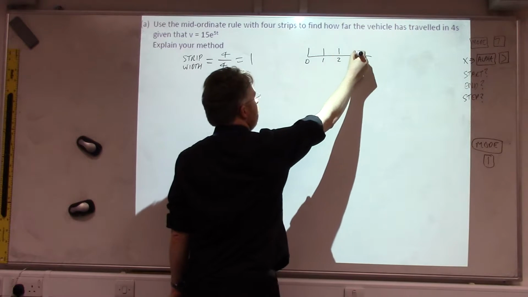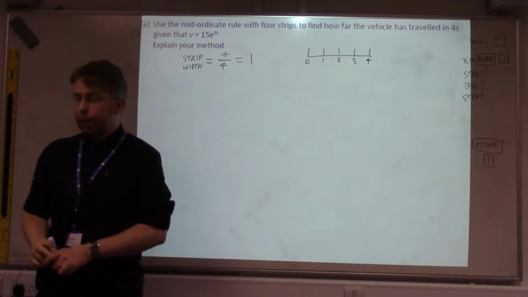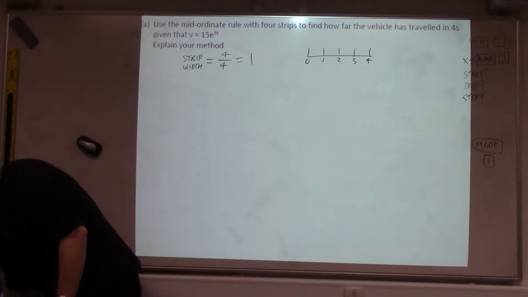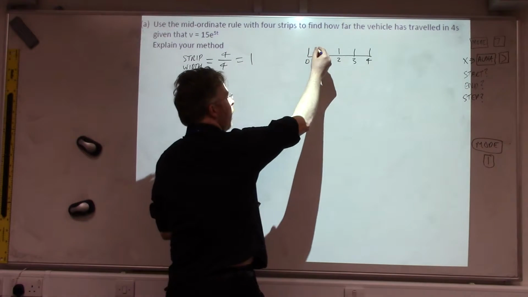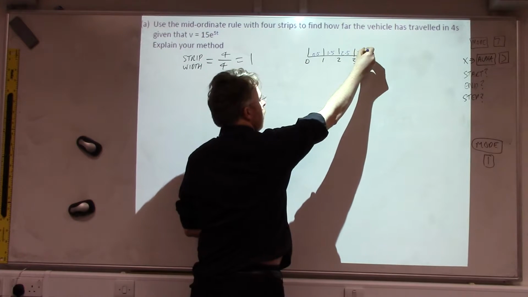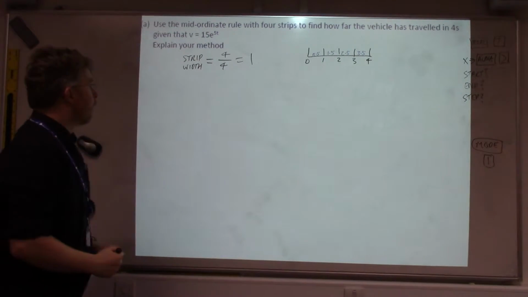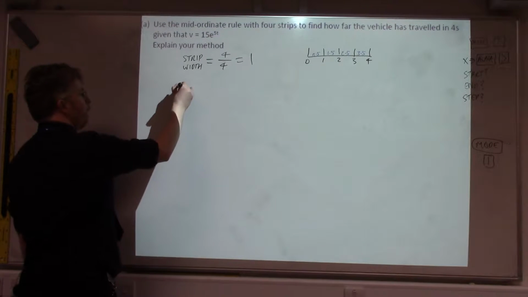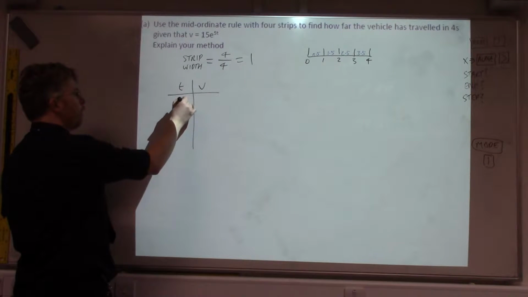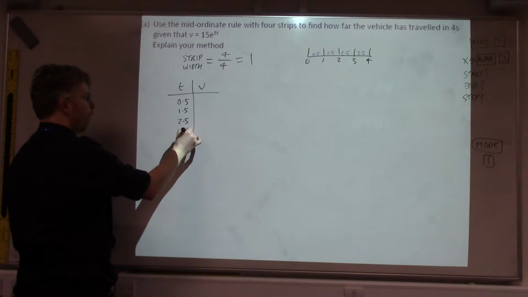If we're doing strips of rectangles, we're starting at 0 and going up in ones: 1, 2, 3, 4. But for the mid-ordinate rule, we need the midpoints. So the midpoints here are 0.5, 1.5, 2.5 and 3.5. As usual, we need a new table, T and V. So our T values are 0.5, 1.5, 2.5 and 3.5.